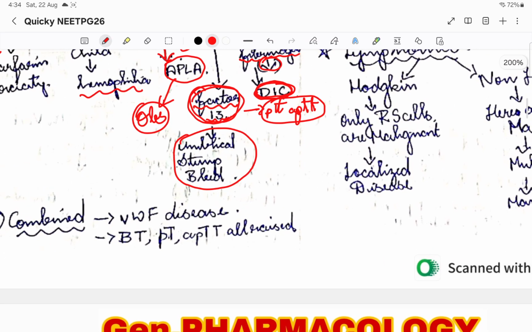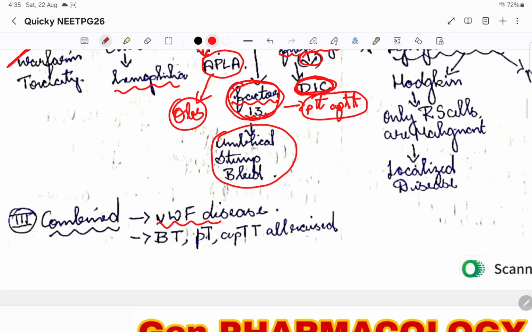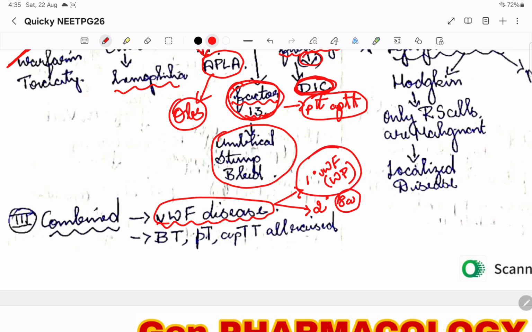Now, if both the coagulation disorder and the platelet disorder are present, both platelets and coagulation are affected, so it is going to be von Willebrand disease. Remember, I told you von Willebrand factor was required for primary hemostasis, and it is also required for secondary hemostasis, the 8A factor that we told. In primary hemostasis it was von Willebrand factor released by WP bodies, we discussed, right? So this was the first step in primary hemostasis, and this was the last step in secondary hemostasis. So both of these are getting affected.